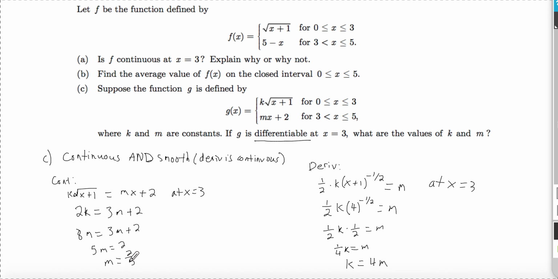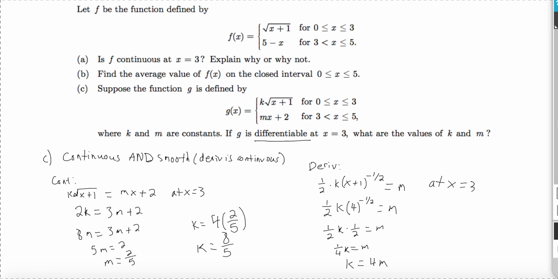All right, so now I've solved for m. I now need to get what k is, right? I now know that m is 2/5, so k is going to be 4 times 2/5. So k is going to be 8/5. K is going to be 8/5.